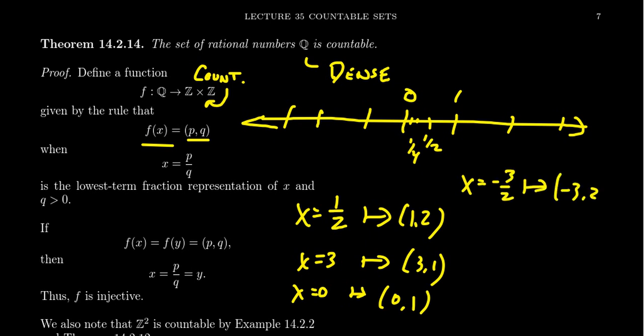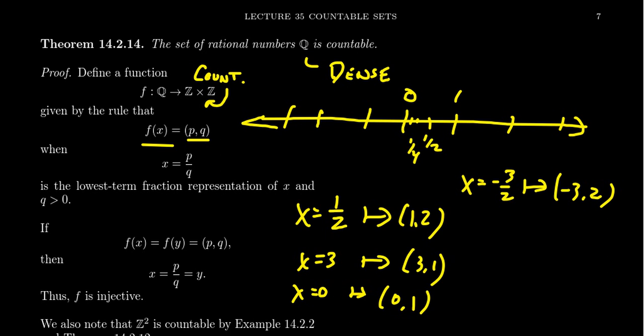You always assume the denominator is going to be positive. You can always make that assumption. This is in lowest terms. There's no common divisors between the two terms there. That is, the numerator and denominator have a GCD of 1. Such a representation always exists, and this is unique for every rational number. So if you use the lowest terms representation, this is well defined as a function. So this is a function.